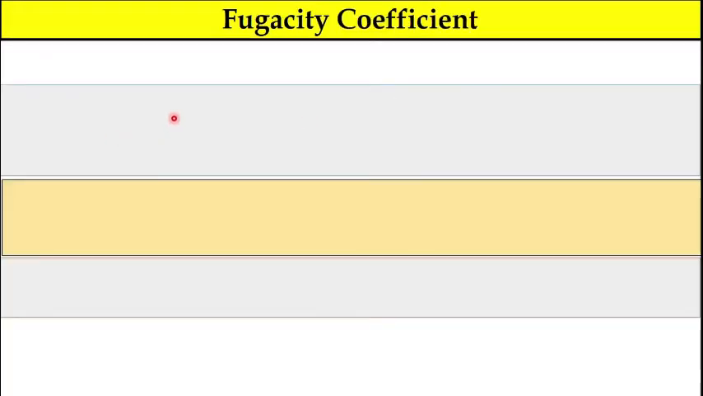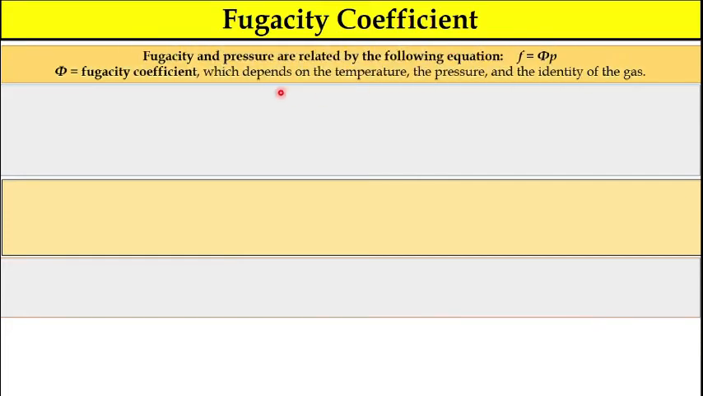Now we have to know the definition and the equation of fugacity coefficient. First, you have to know what is the relationship between fugacity and pressure. That is given here. Fugacity and pressure are related by the following equation. F is equal to phi into P. Phi is equal to fugacity coefficient. Okay, phi is equal to fugacity coefficient, which depends on the temperature, the pressure, and identity of the gas.